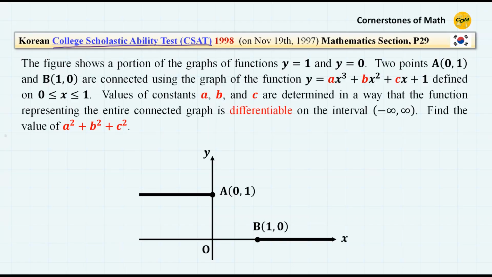Ability Test video. This is the test that South Korean high school seniors take at the end of the year to apply for the college in the following year. Today, I want to address this problem.